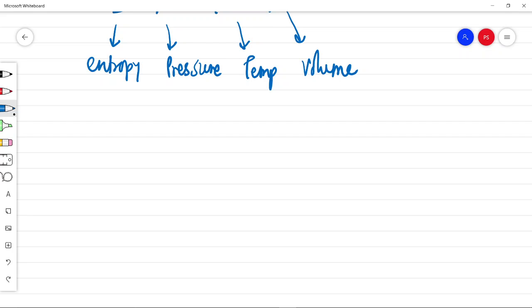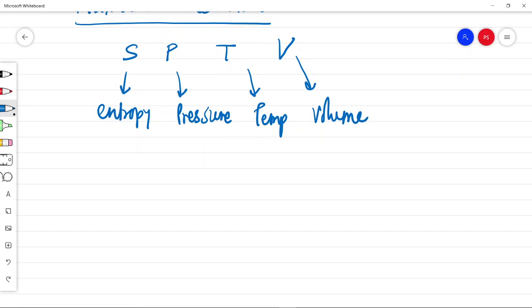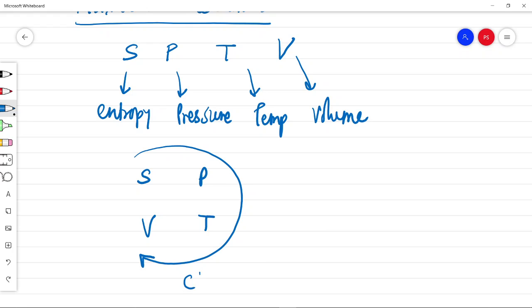We have to write the four variables in a given sequence. Let us say we write it as S, P, T, V. Just note that we have written it in a clockwise orientation. So S, P, T, V is written in a clockwise orientation. Just remember that clockwise implies positive.